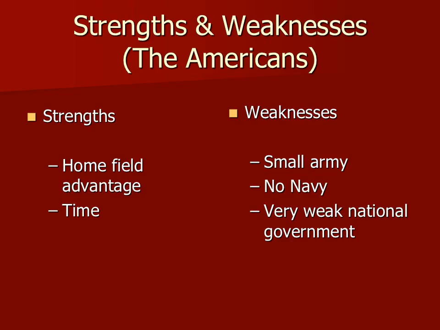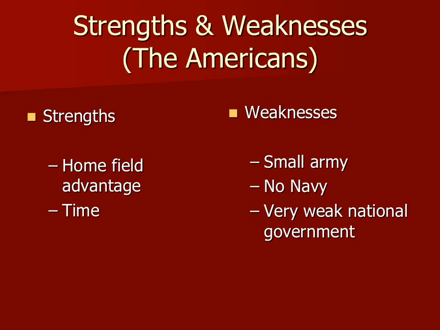We have a very small army in this conflict. It means that we're going to have to rely mostly on militias. Militias are poorly trained. They're notoriously unreliable. Our army was just never that big. This was a huge weakness. It meant that whenever we go toe-to-toe with the British army, we were going to be up against it.